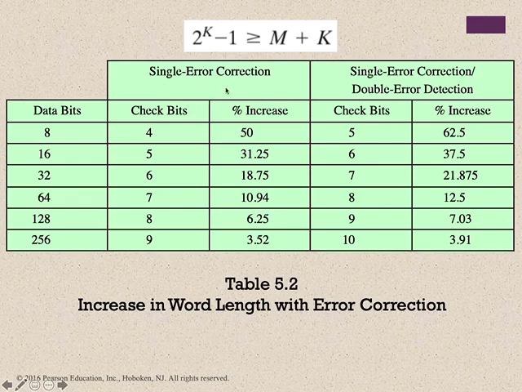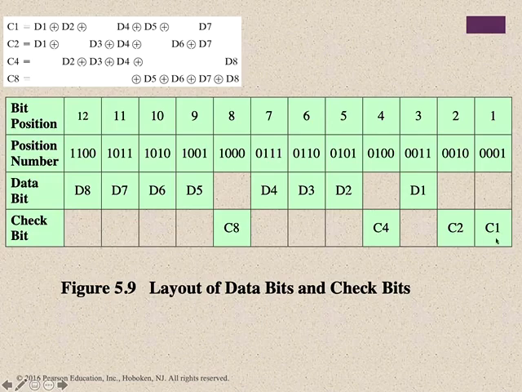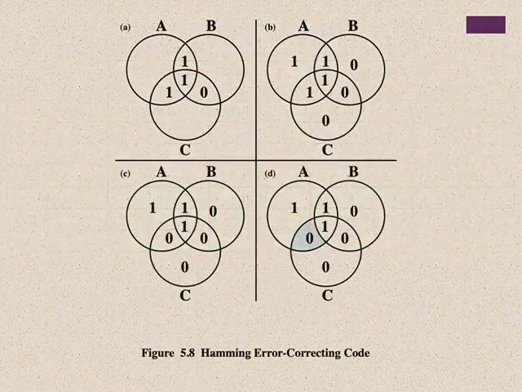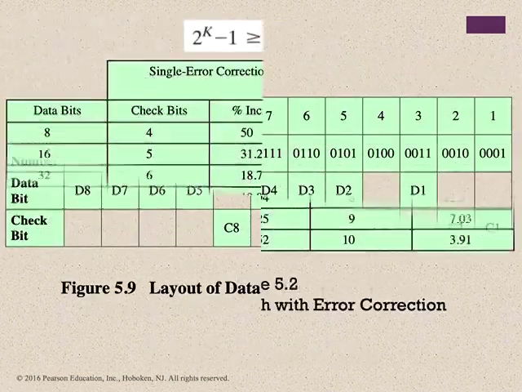No double error detection, but here we can detect double error and we can correct single error. So only one bit is increased, and the percentage increase is 3.91, but we are able to find the position. So the check position is as we discuss in this table.